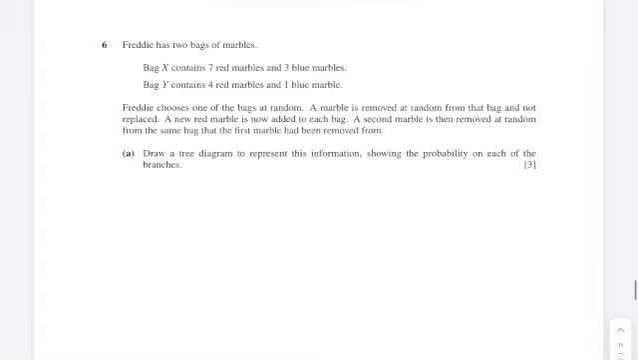Now coming to question number 6. Question number 6 is from the concept of tree diagrams. He's telling that Freddy has two bags of marbles. How many bags of marbles does he have? He has two bags of marbles.